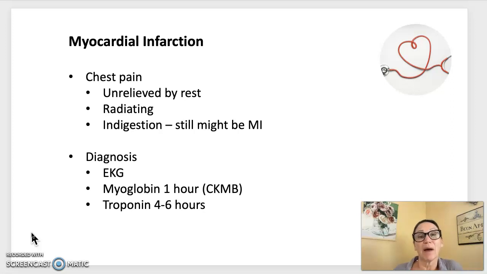Now, in working them up or otherwise trying to come to a diagnosis, all the testing that we're going to do includes an EKG where we're looking for ST elevation. We're going to draw cardiac enzymes. CK-MB and troponin are two of the major cardiac enzymes.